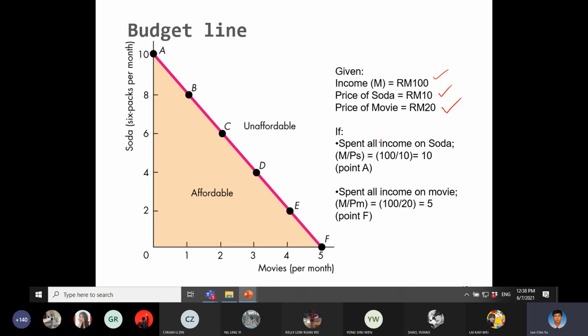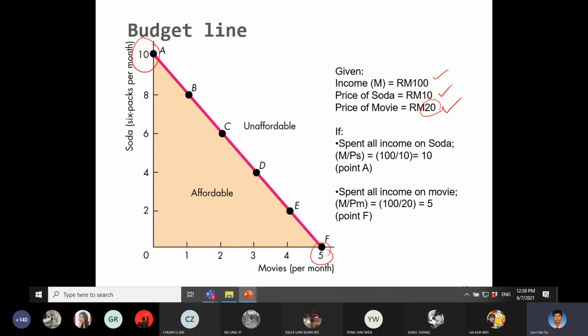What if you want to spend all the income on the soda, given that you know the price of soda? If you spend 100 ringgit, you have point A, meaning that you use your income to buy soda only. You get 10 soda. And then if you spend all the income on the movie, given that the price of movie is 20, how much do you get for the movie? 5. This is point F.